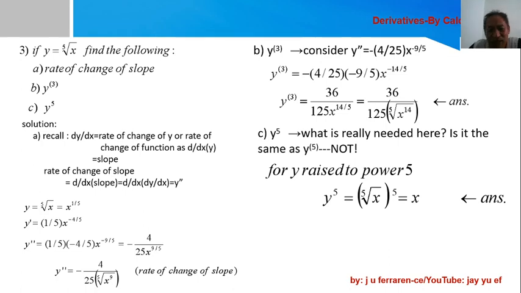Okay, so for now, be familiar with notations and more importantly, try to familiarize the different rules of differentiation we are using.